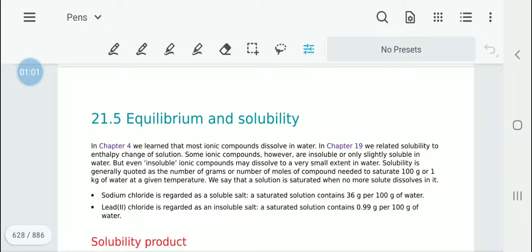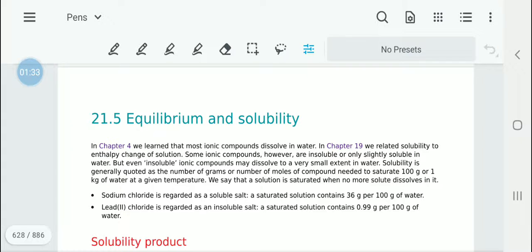So for example, if you take sodium chloride, it is regarded as a soluble salt. In a saturated solution, 36 grams of salt will be there in 100 grams of water. That means if you dissolve 37 grams of table salt in 100 milliliters of water, you will be left with 1 gram that would not dissolve. So it is going to be deposited as a solid at the bottom.